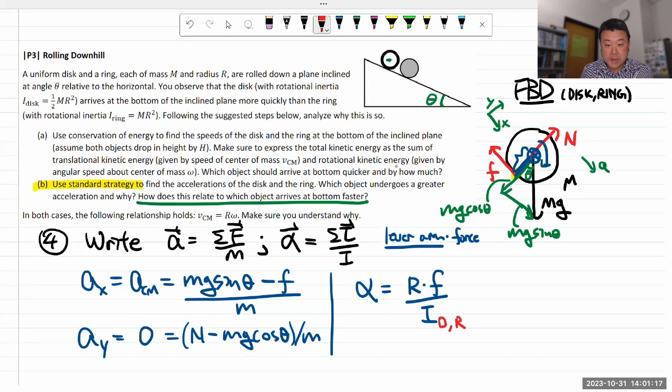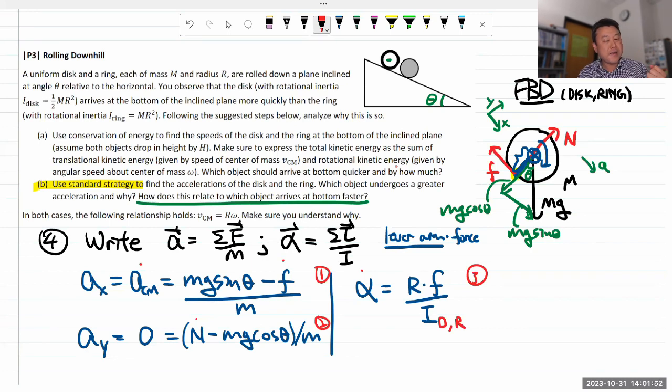So okay, I'm at the end of my standard strategy. Let me do the thing that I tell you to do every single time. So you count your equations. I have one, two, three equations. Let's count our unknowns and see if this is solvable. So we have acceleration that I don't know, one. We have friction that I don't know, two. And we have normal force that I don't know, three. And we have angular acceleration that I don't know, four. Four unknowns, three equations, that's not enough.